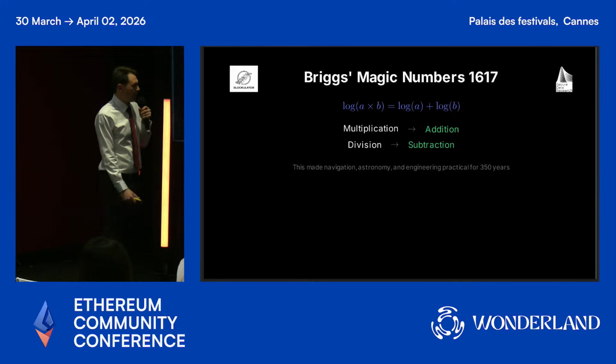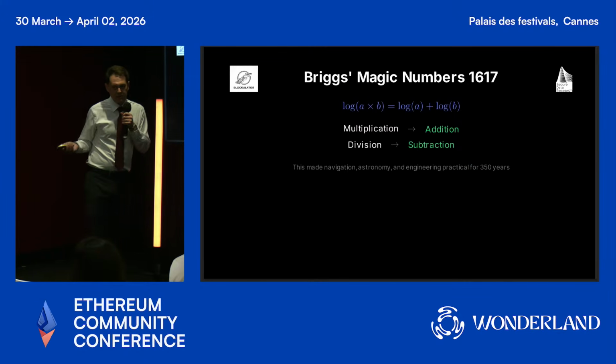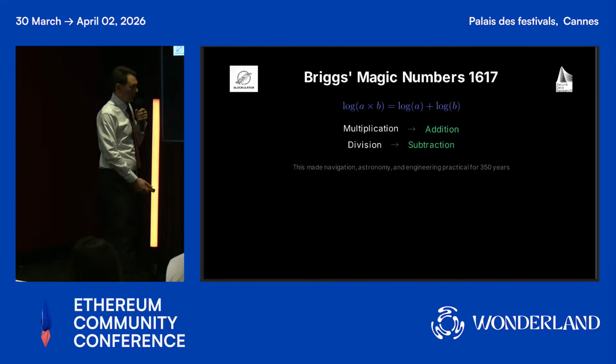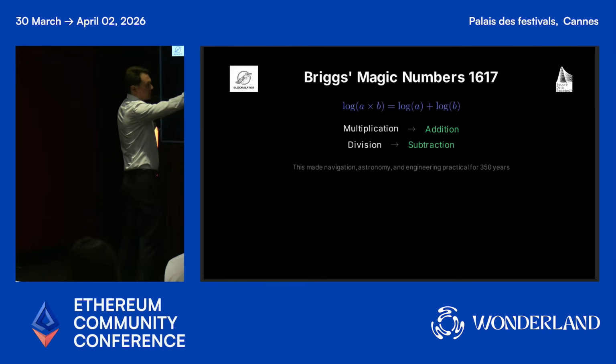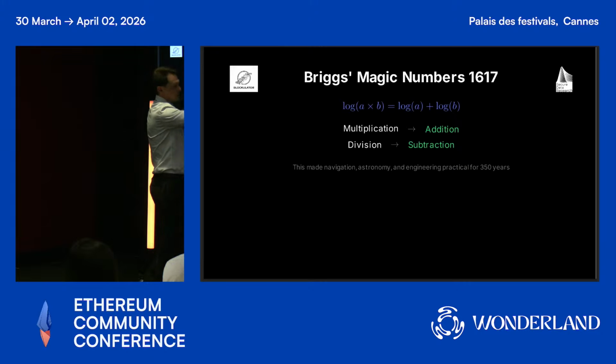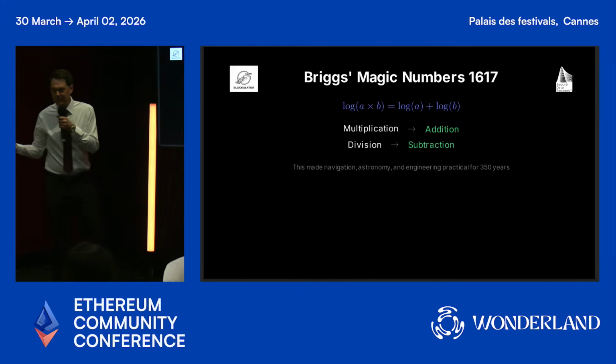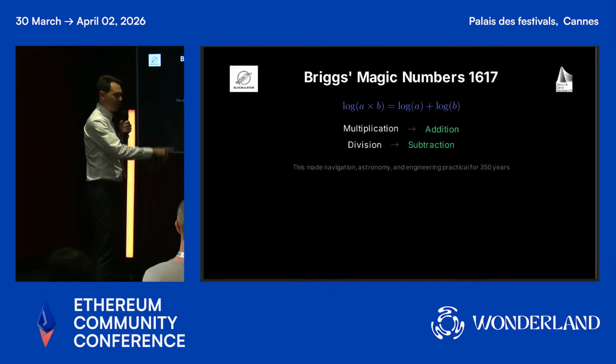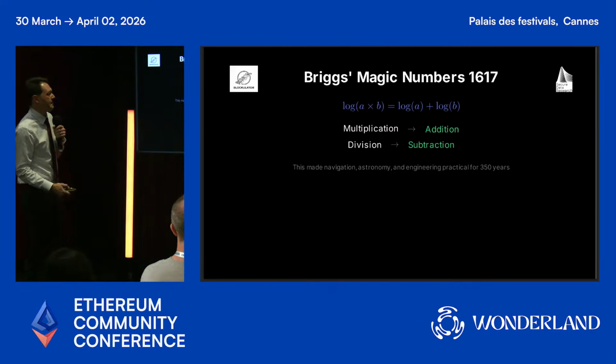So he went home and did it himself and released these tables of magic numbers for the next 10 years or so, from 1617 to 1624, which reduced multiplication to addition and division to subtraction. You guys remember this from high school, yeah? Cool, it's all the same stuff. And we got pretty far on that for a very long time.